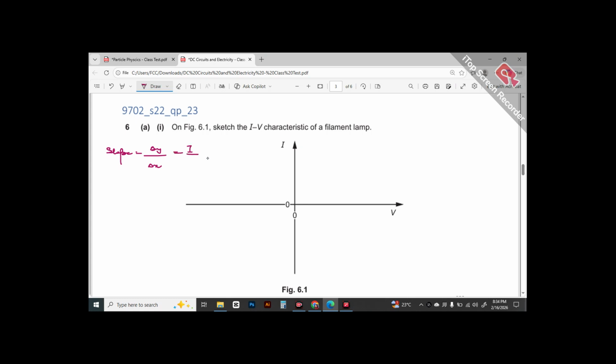On the y-axis, we have current. On the x-axis, we have voltage. Now, using Ohm's law, V equals IR. So, I over V, which is this, should equal 1 over R. This makes me conclude that the slope of this graph is the inverse of resistance.